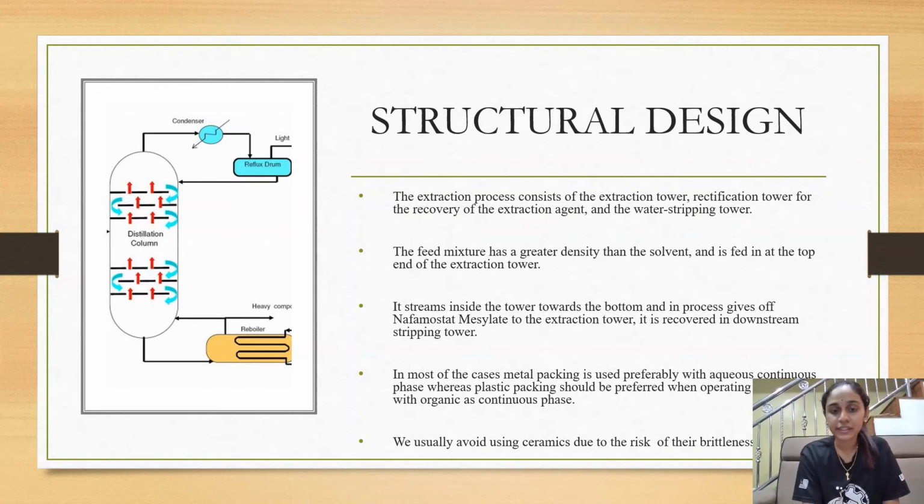Stainless steel will be wetted by either organic or aqueous phase depending on the initial exposure of the surface. In most of the cases, metal packing is used preferably with aqueous continuous phase, whereas plastic packing should be preferred when operating with organic as continuous phase. We usually avoid using ceramics due to the risk of their brittleness, blocking pumps and valves due to the chipping and decomposition during operation.